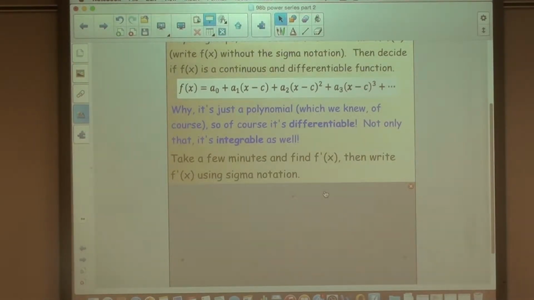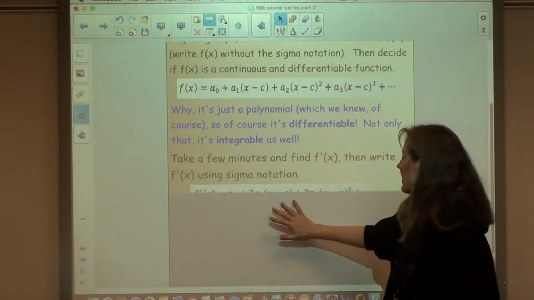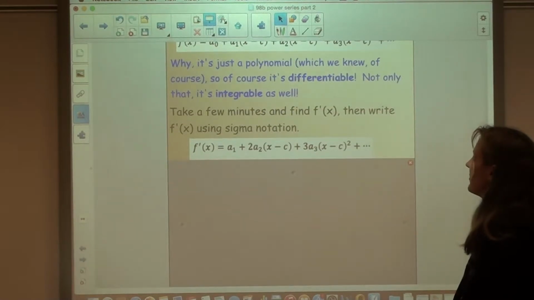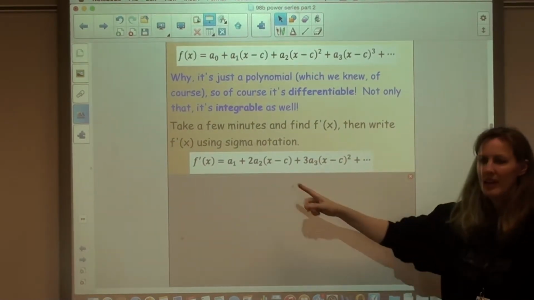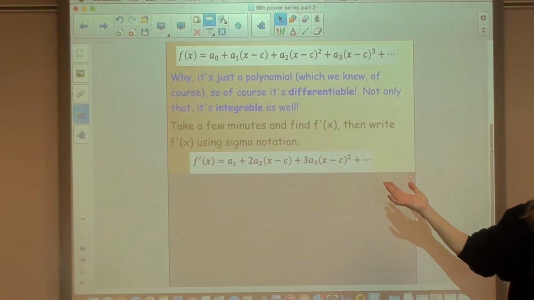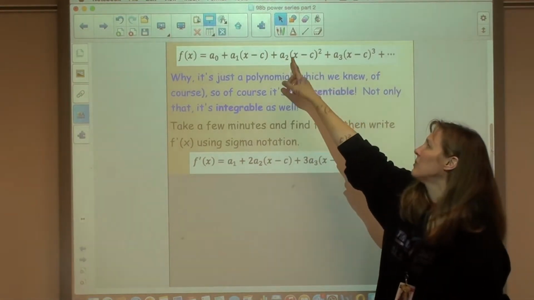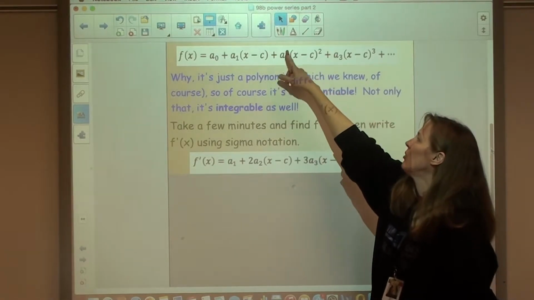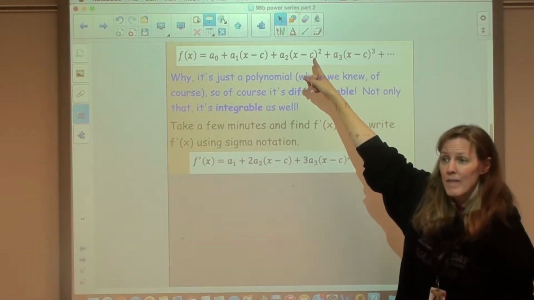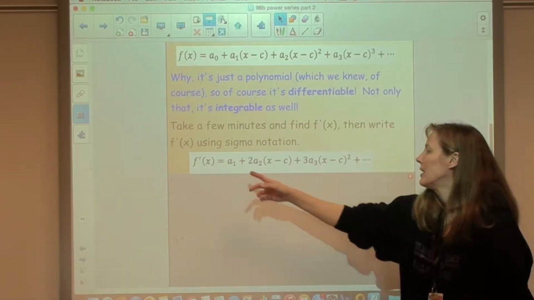Okay, let's take a look at your polynomial. How did you do with your actual derivative? Any questions on this? You use chain rule for these, right? So the derivative of a sub 2 times x minus c squared is 2 a sub 2 times x minus c to the first, right? The c stays because of chain rule. All right, good.